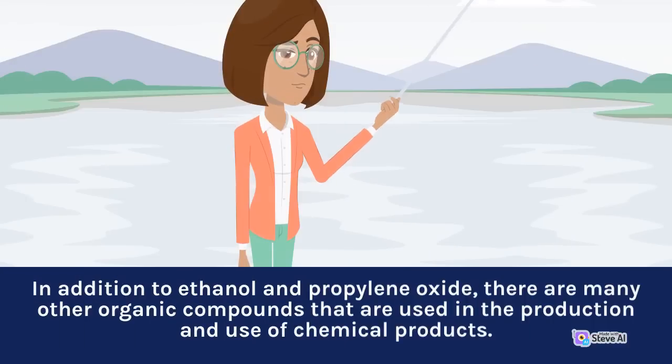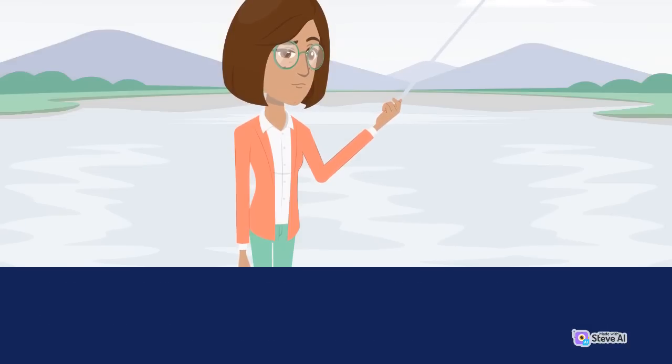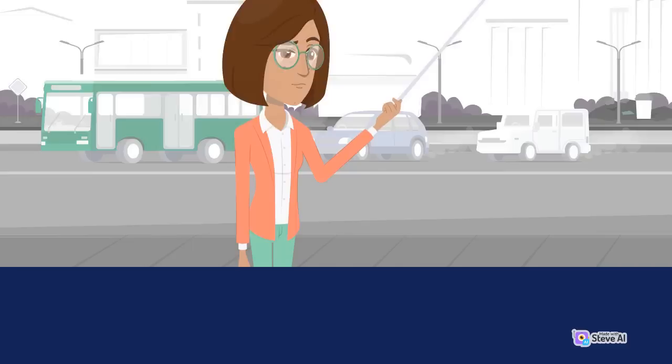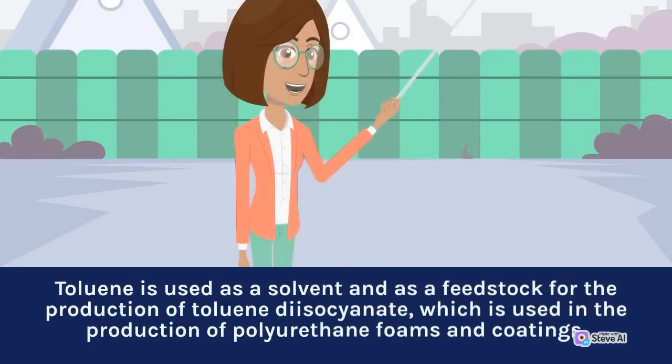In addition to ethanol and propylene oxide, there are many other organic compounds that are used in the production and use of chemical products. For example, benzene is used as a feedstock for the production of many important chemicals, such as styrene, phenol, and nylon. Toluene is used as a solvent and as a feedstock for the production of toluene diisocyanate, which is used in the production of polyurethane foams and coatings.